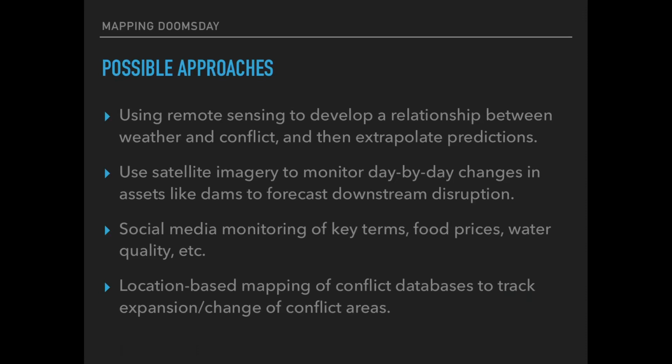Another approach we can use around the world is using satellite imagery again to monitor day-by-day changes in large assets like dams and reservoirs. Also, you can look at crop fields and see how much growth there has been in food, and then use that to monitor on a very, very large scale whether that's going to cause disruption to food prices in a region.